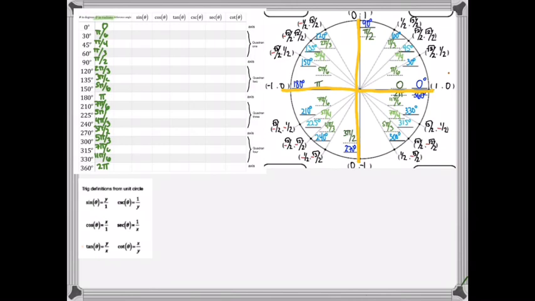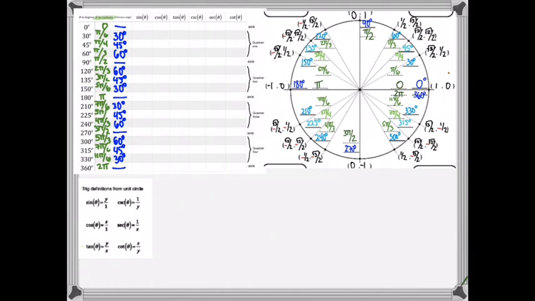So that said, I'm going to fill out the reference angles right down here. We're not going to use them per se in this video, but they're going to be super important in the next videos when we start to put things together, so I wanted to introduce them here. So here's what they look like. There's all the reference angles done out.